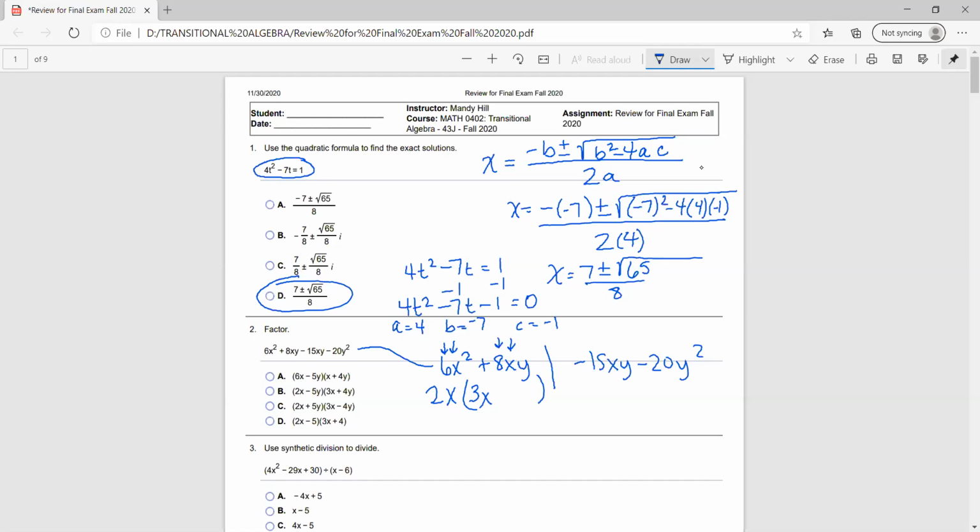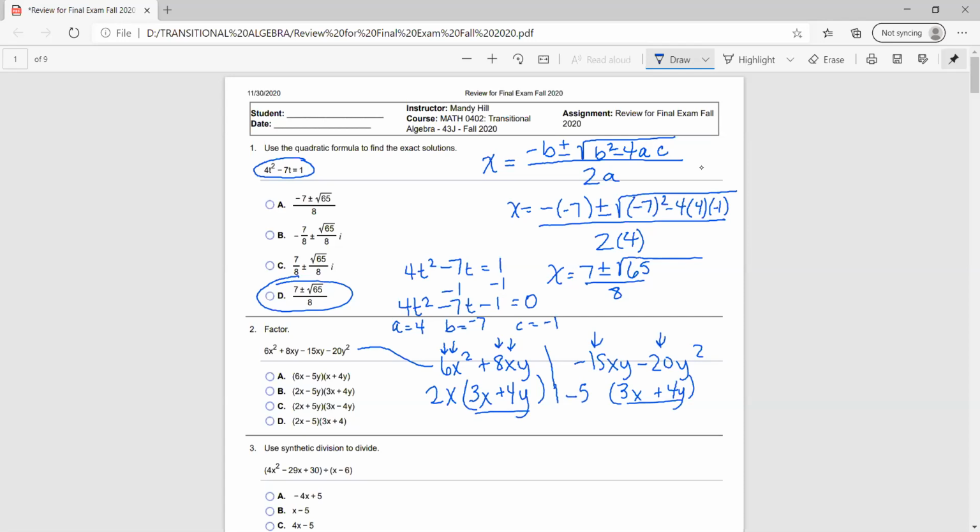Also, if I take a 2 out of 8, that would leave me with a positive 4. If I take my x out, I wouldn't have any x's, and I would have a y here. Okay, so what we would like to happen is we would like for this over here to end up being 3x plus 4y, because if it is, and they're exactly the same, then we can factor by grouping. So I kind of want to make this happen. So I'm going to say, well, if I can take a 5, I can take a negative 5 out of both of those.